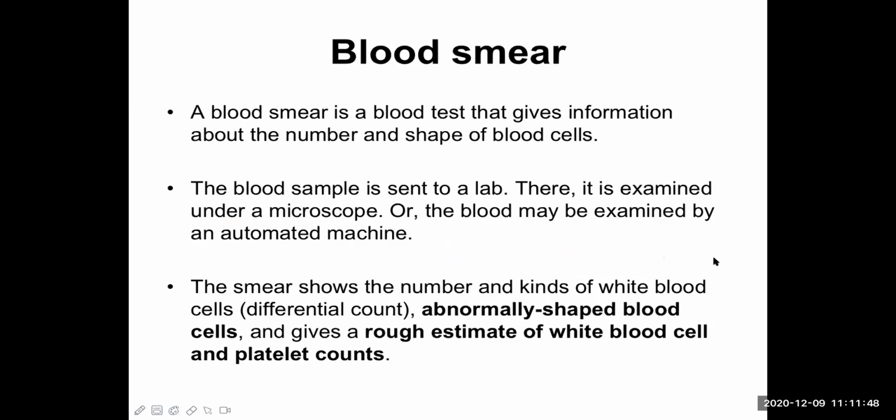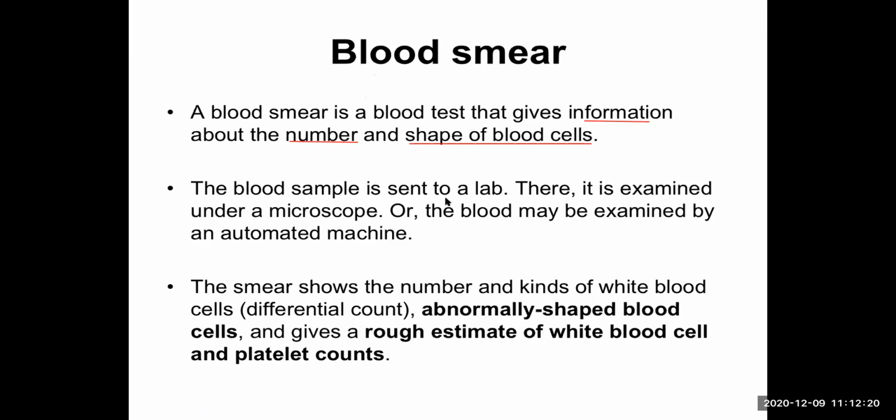Now, what is a peripheral blood smear, or simply blood smear? What do you mean by that? A blood smear is a blood test that gives information about the number and shape of blood cells. So it is a very important examination in the lab. It gives information about the number and shape of the blood cells, which will tell us what type of disease there is regarding the hematology system.